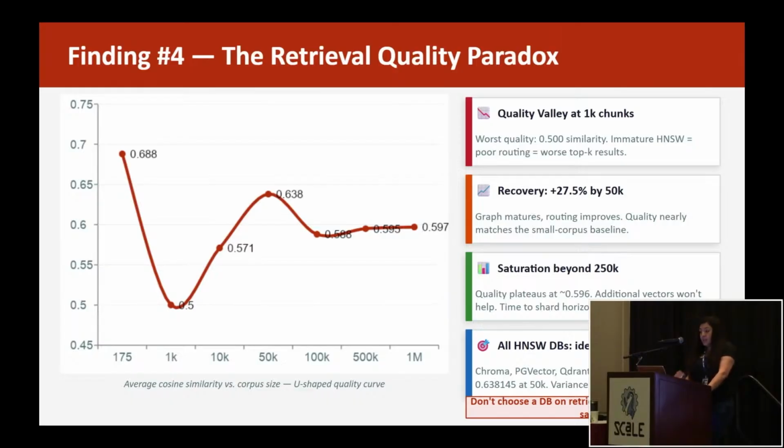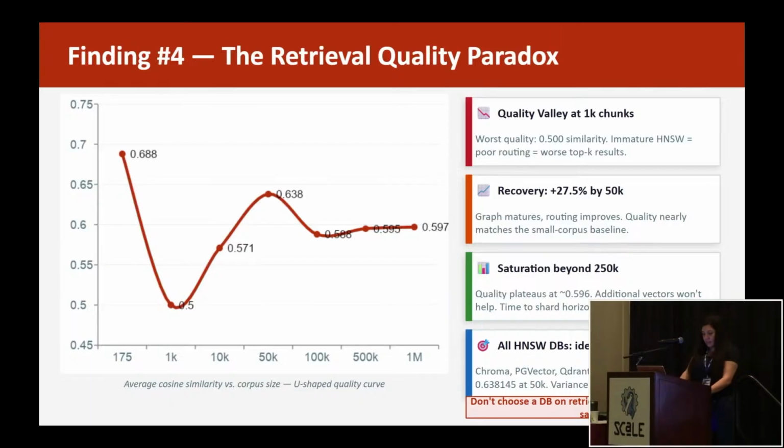The dip at 1,000 chunks is again the immature HNSW graph story. Sparse structure means poor routing, means lower quality top K results. So the production guidance from this is to deploy with a minimum of 10,000 chunks. That 1K quality valley is a real trap that would quietly degrade your RAG application's answer quality.